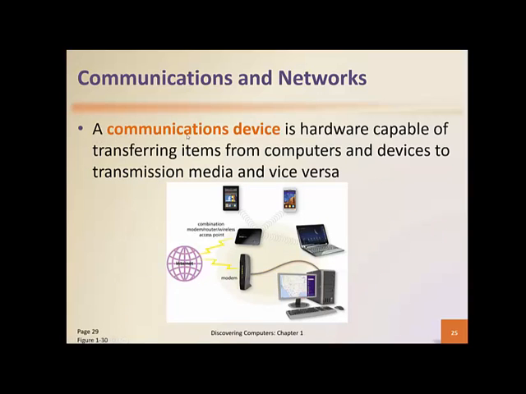So again, a communication device is hardware capable of transferring items from computers and devices to transmission media and vice versa. Here we have a computer connected to a modem. This modem has the ability to transfer data using some kind of signal, depending on the media it's connected to. It may be connected to a phone line, which is going to use an audio signal. It may be connected to some sort of digital line that's going to use optics. There are different ways of doing it, but anyway, it's going to get up on the internet and eventually come down on the other side, wherever that's at.